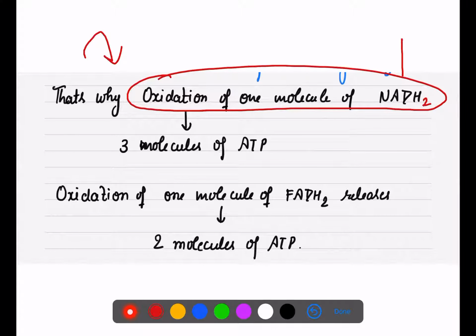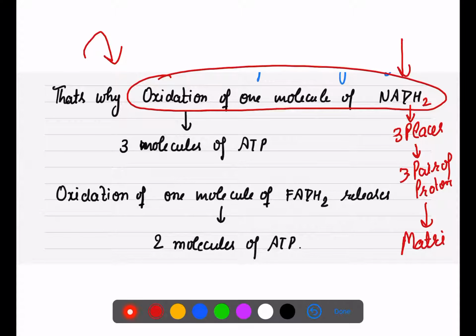When NADH2 undergoes oxidation, it releases energy at 3 places, due to which 3 pairs of protons come into the intermembrane space, and once they go back to the matrix, because they have to cross the inner membrane, 3 molecules of ATP are synthesized.